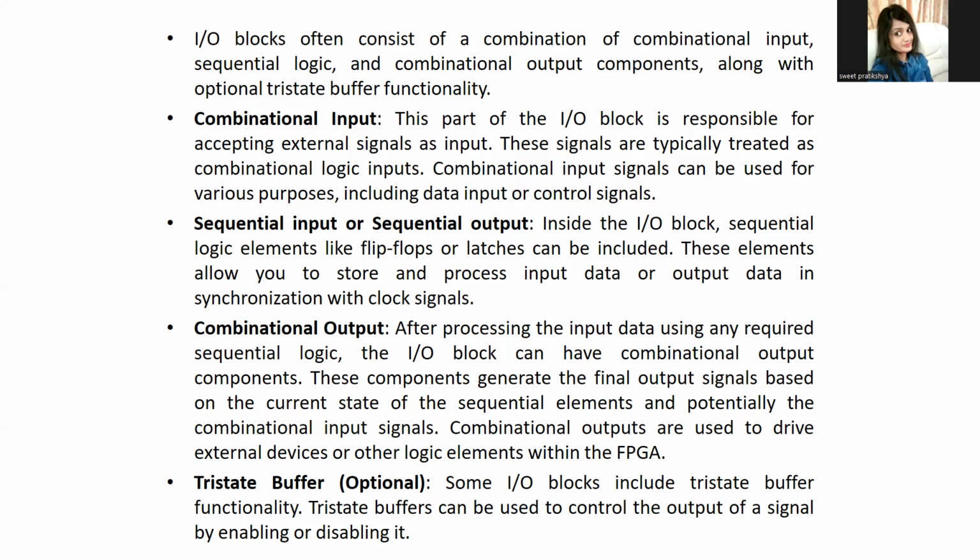Combinational output: after processing the input data using any required sequential logic, we now have to generate the output. So this input output block can have a combinational output component. This component generates the final output signal based on the current state of the sequential elements and potentially the combinational input signal. Combinational outputs are used to drive external devices or other logic elements within the FPGA. The tri-state buffer is optional. Some input-output blocks include tri-state buffer functionality. A tri-state buffer can be used to control the output of a signal by enabling or disabling it.